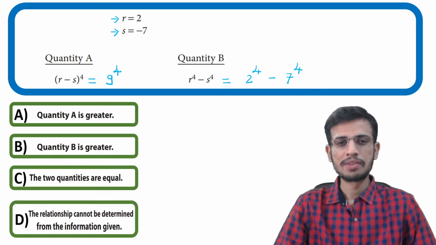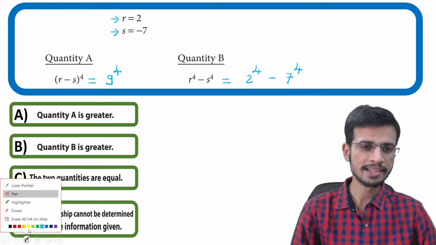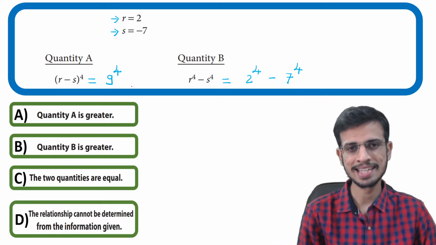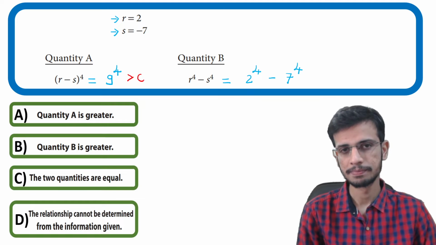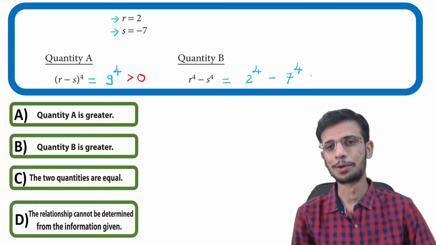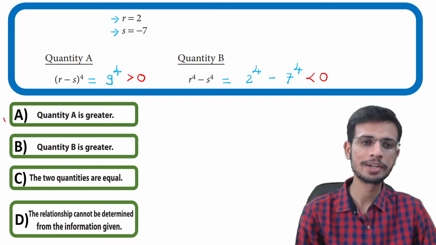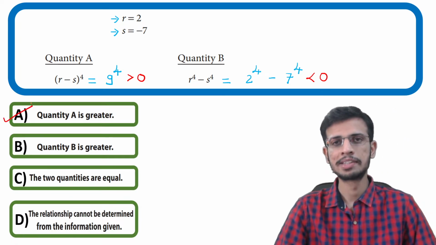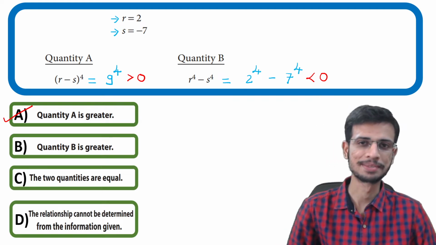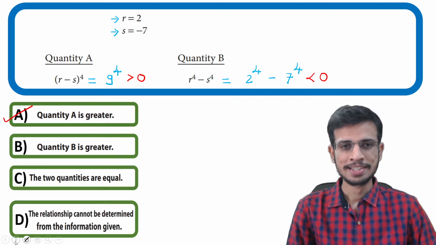So guys, don't simplify this. We can simply say 9 raised to 4 is greater than 0, and this is less than 0. So obviously quantity A is greater than quantity B. Within 5 to 10 seconds we can solve this question. Okay, so let's move on to the next question.